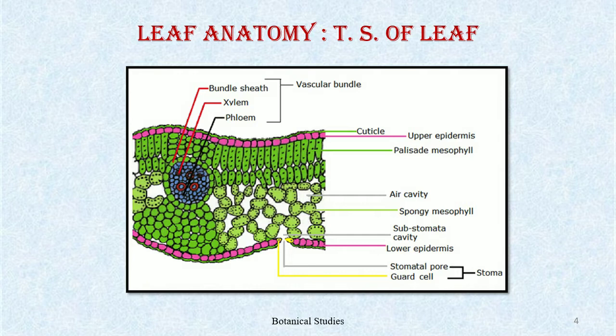Palisade mesophyll, rod-shaped cells that contain a large number of chloroplasts for photosynthesis. They are upright, elongated, and tightly packed together in order to increase the surface area for light absorption. Spongy mesophyll. These cells are smaller than palisade mesophyll and are found in the lower part of the leaf. Spongy mesophyll cells store the food material.